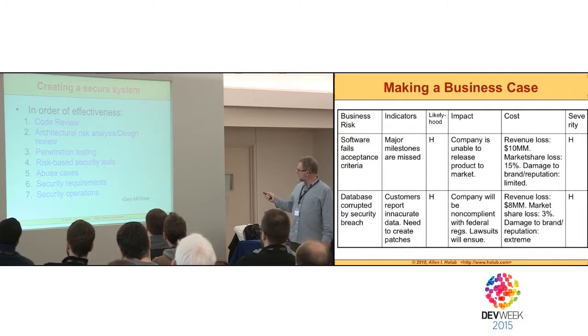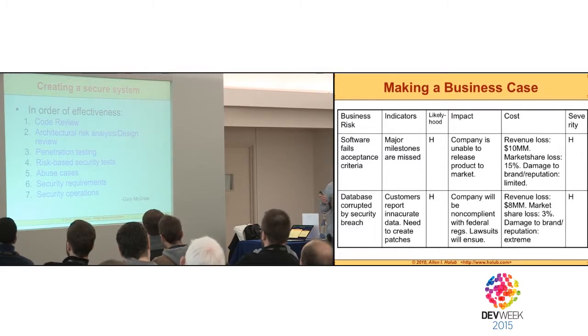Gary is actually one of the better writers on security if you want to investigate him. On Amazon, he's written probably half a dozen books at this point on security. But he actually wrote this list before Agile was popular, so I would add pair programming to the number one position.